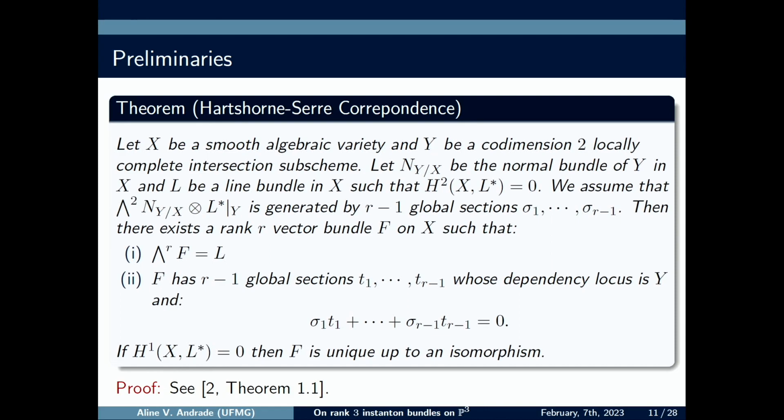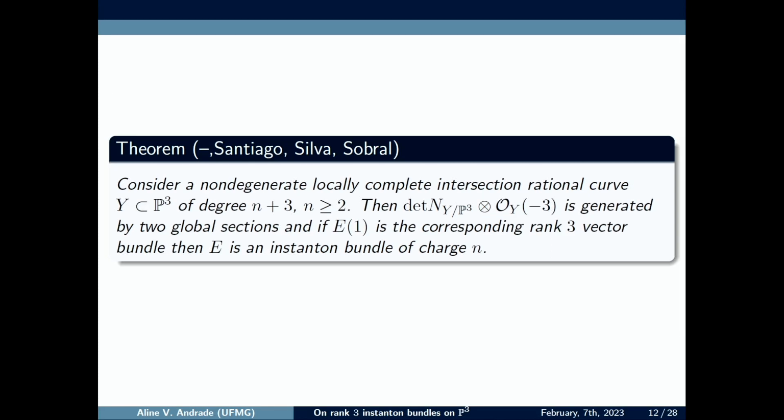So we're going to use this a lot, okay? In our case, X is going to be P3, and this is going to be a curve. So what happens in our case? First of all, we prove that when you consider a non-degenerate locally complete intersection rational curve on P3 of degree n plus 3, with n greater or equal to some bound, then the determinant is generated by 2 global sections, and then we have this over here.